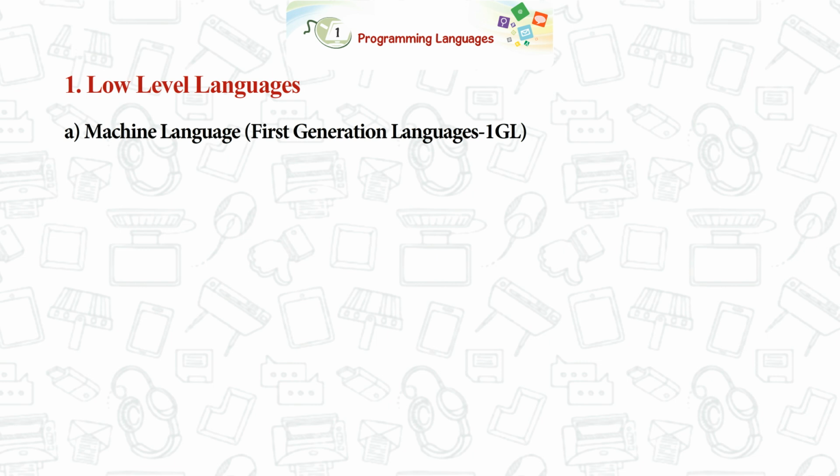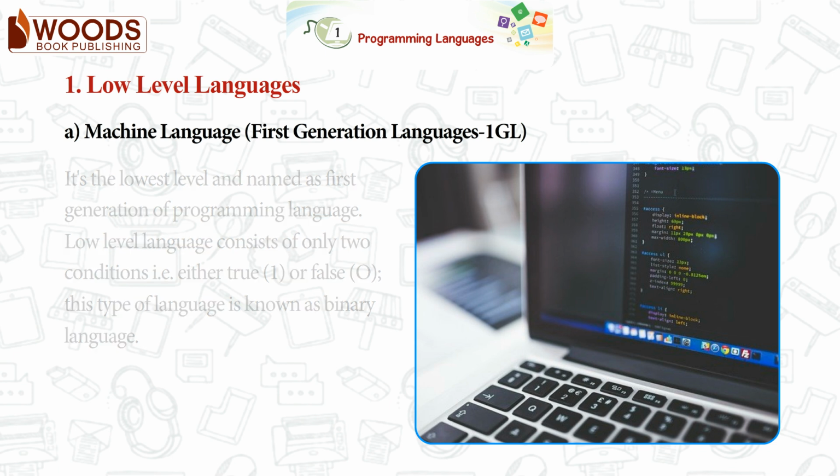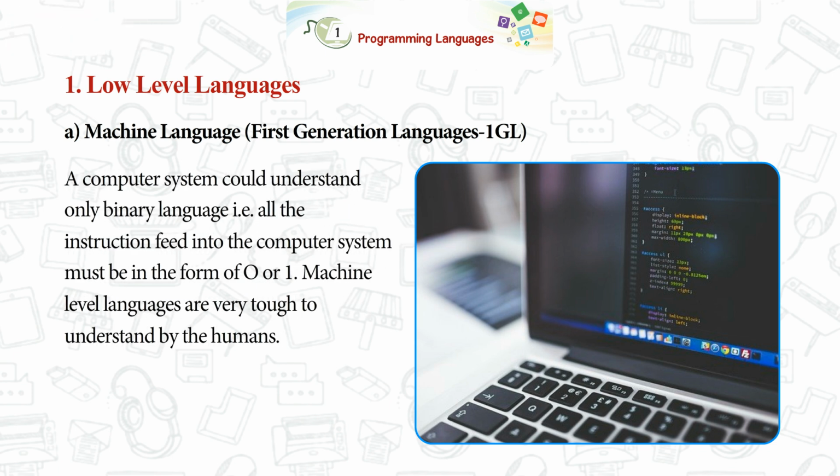A. Machine language, first generation languages, 1GL. It's the lowest level and named as the first generation of programming language. Low-level language consists of only two conditions, that is, either true 1 or false 0. This type of language is known as binary language. A computer system can understand only binary language, that is, all the instructions fed into the computer system must be in the form of 0, 1. Machine-level languages are very tough for humans to understand.